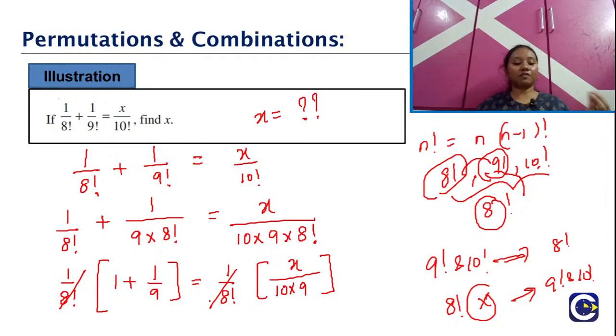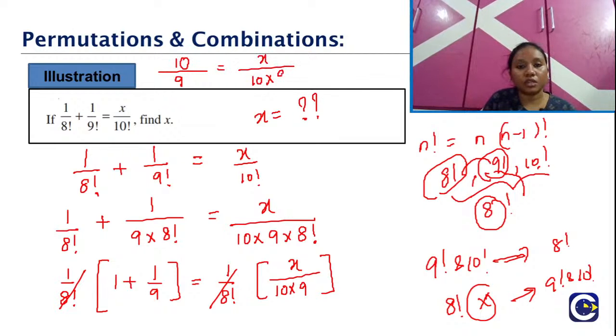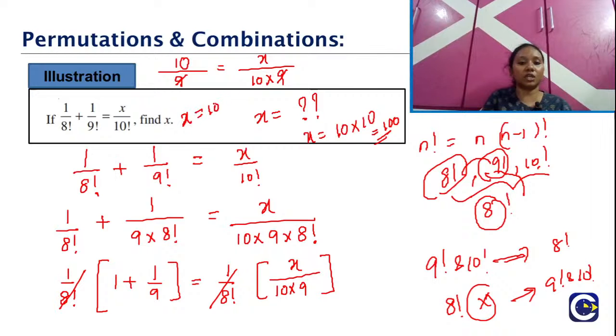That's why I mentioned that whenever we have the lowest term, if we can express everything in terms of the lowest term, it will get cancelled in these types of equations. So now we are left with a general equation in one variable, that is 1 plus 1 by 9. If we take the LCM here, it will be 10 by 9, equal to x by 10 into 9. Here both the denominators 9 will get cancelled, and the value of x, by cross multiplication, is 10 into 10, which is equal to 100. So the value of x in the given equation is 100.